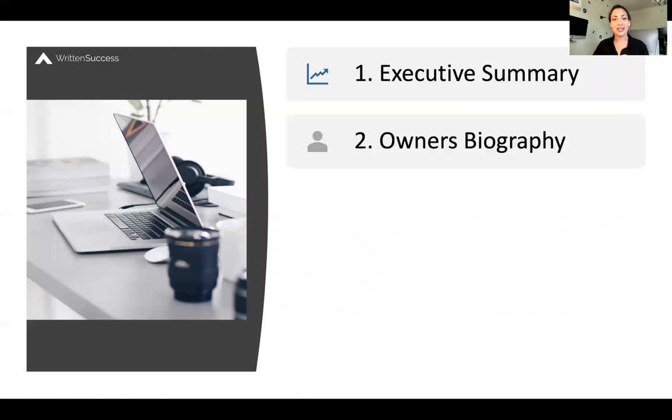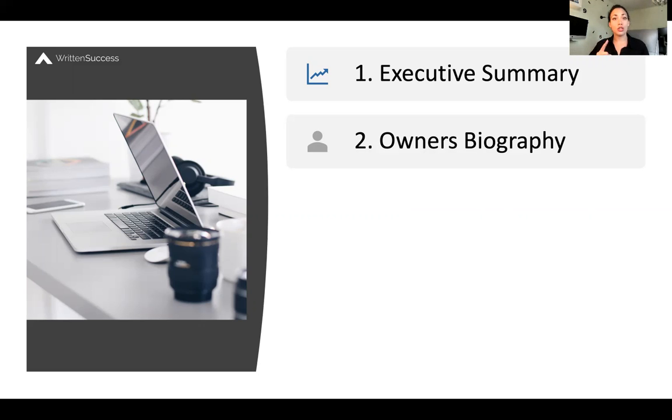All right, the next section should be your owner's biography. This is going to be your executive team overview. This is going to be whoever the founding people are, and I'm very, very specific about this. Do not put in everybody in your business on this section. You really only want the people that own the business here. So if it's just you, then you will have one person in your executive team section, in your owner's biography section.